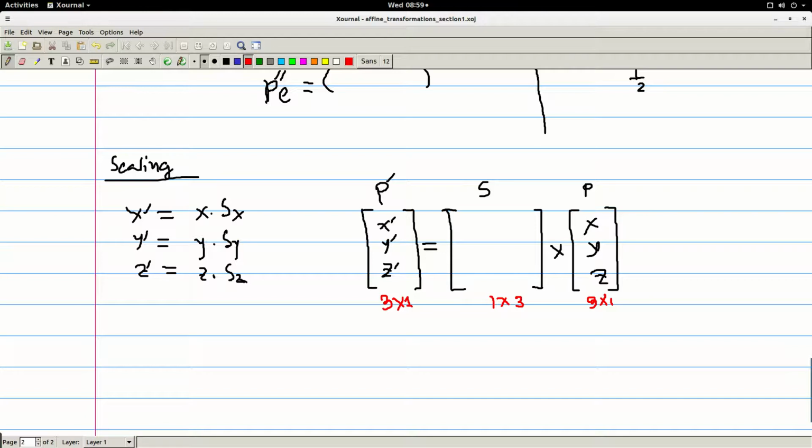If you're saying that we will have a 1/3 matrix over here, then after multiplication, you will have a matrix that is of size 1/1. But that's not what we want. We want a matrix that's of size 3/1. So that tells us that this is not the way.